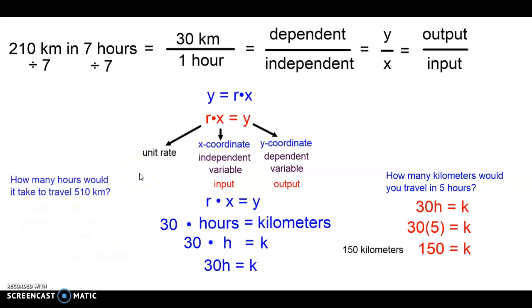You would travel 150 kilometers in 5 hours. Or, how many hours would it take to travel 510 kilometers? Start with your equation. This time, for kilometers, you'd put the 510 in place of the k. Now your equation is 30 times h equals 510. You need to isolate the variable. You need to get the h by itself. To undo multiplying by 30, divide by 30. And you divide both sides by 30 to keep your equation balanced. You come up with h is equal to 17, or 17 hours is how long it would take to travel 510 kilometers.